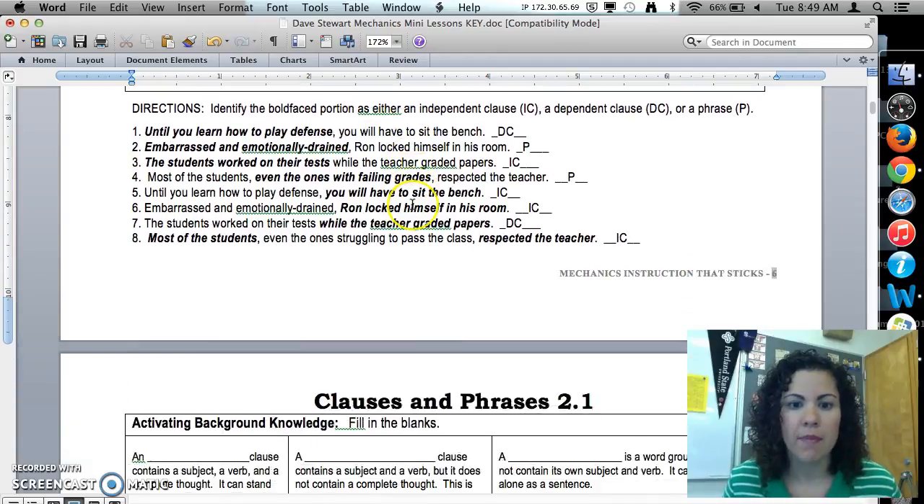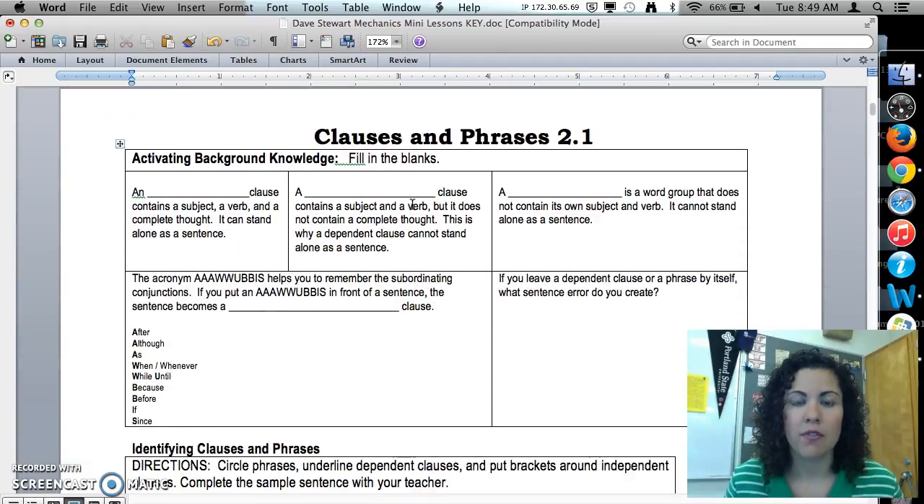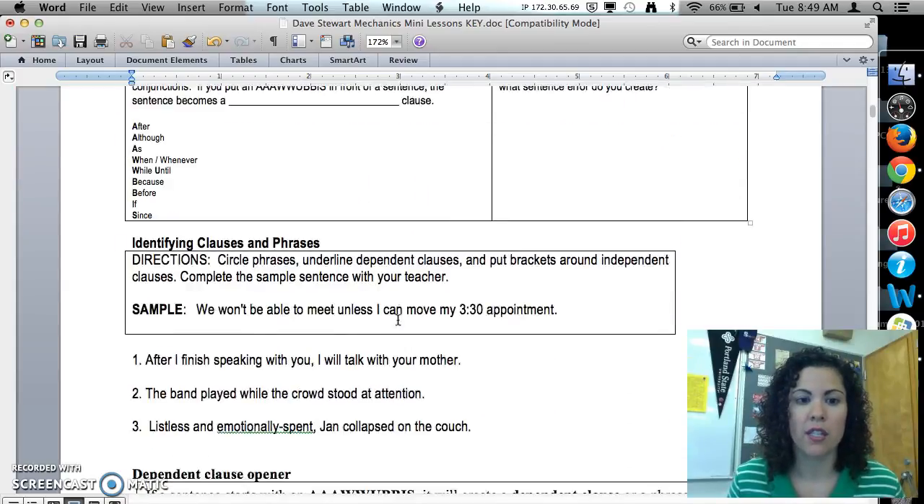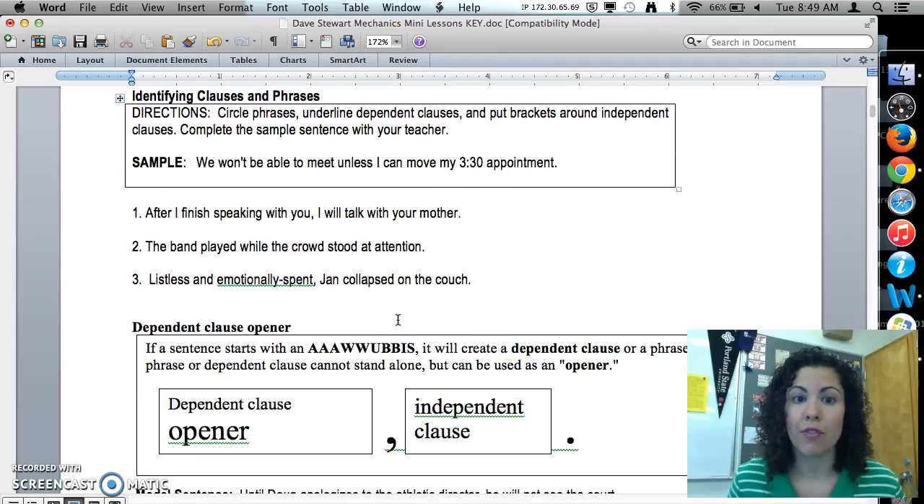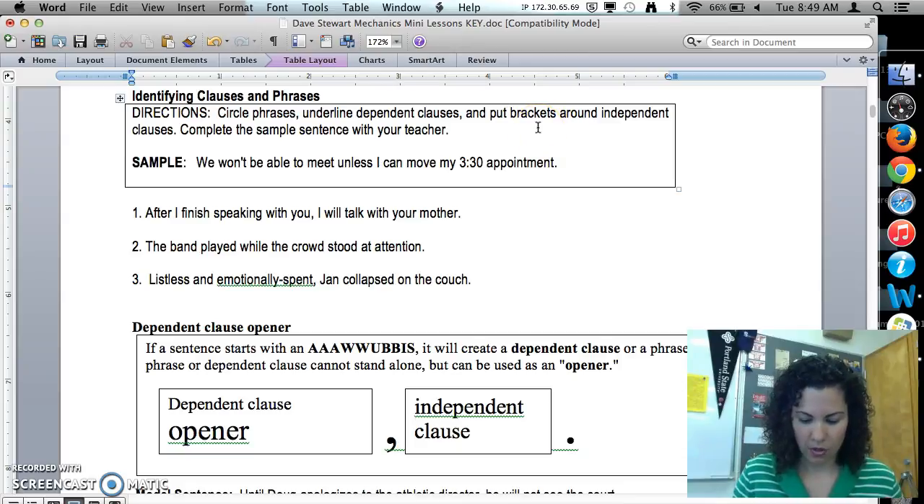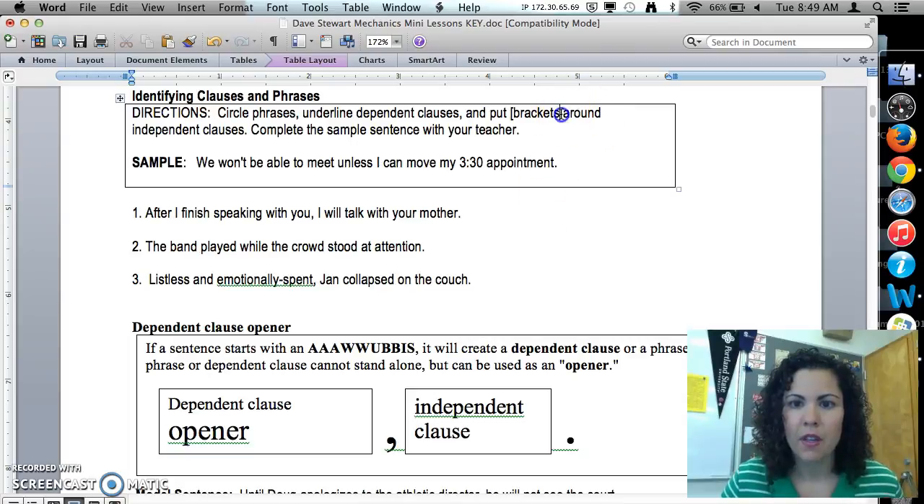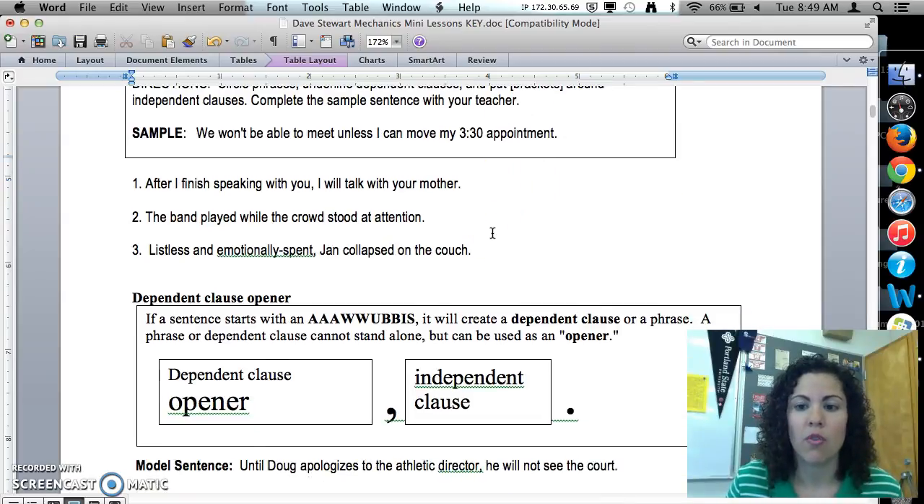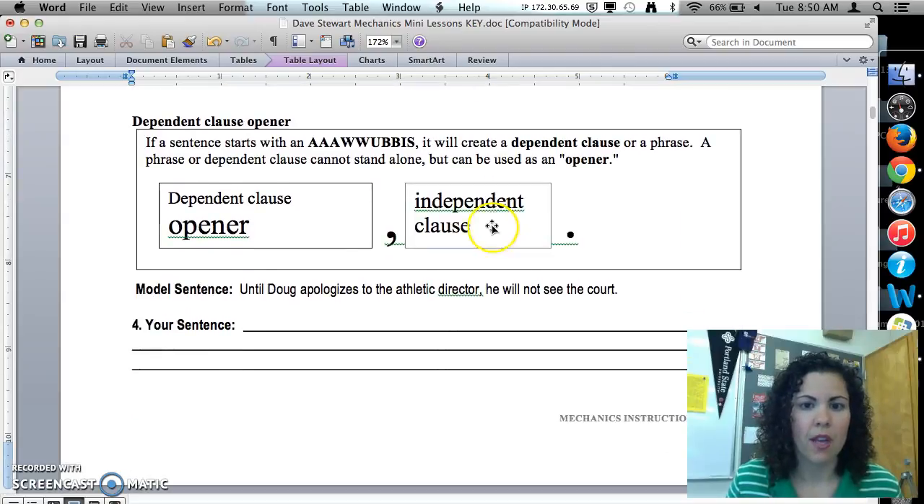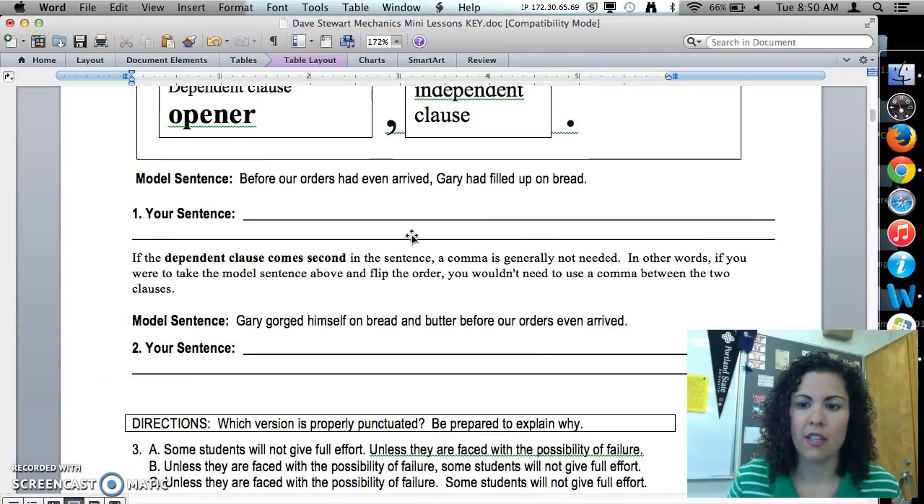Okay, just like last time, you are going to continue on clauses and phrases, filling out what an independent, dependent phrase is, all those AWUBIS words, what it creates, and then identifying those clauses and phrases. Make sure you do look at the directions, circle phrases, underline dependent clauses. If you're not sure what a bracket is, if you look up there, I will show you what a bracket is if I can do it. It's that thing. There you go. So it has those little kind of lines around it, brackets around the independent clauses. And then we can check these over with our answer key. Make sure you're writing your sentence and continue on. Good luck.